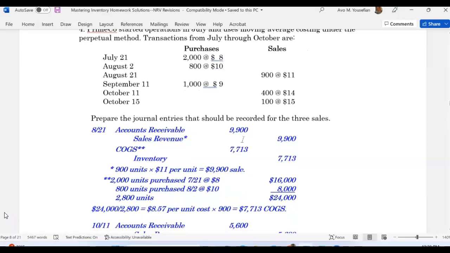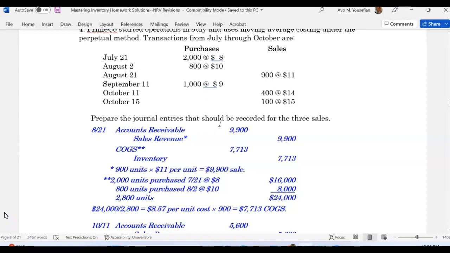Okay, so the journal entries, if you are purchasing something and it's perpetual: first of all, you debit inventory because it's perpetual, and credit, let's say, accounts payable or cash. So debit inventory for the purchase, and credit cash or credit accounts payable. Again, same thing here. Debit inventory and credit accounts payable.